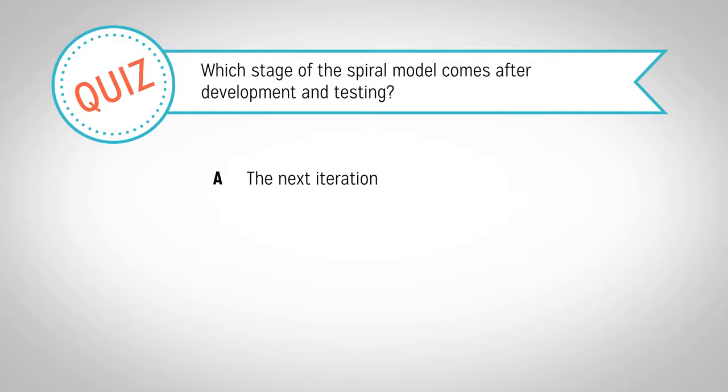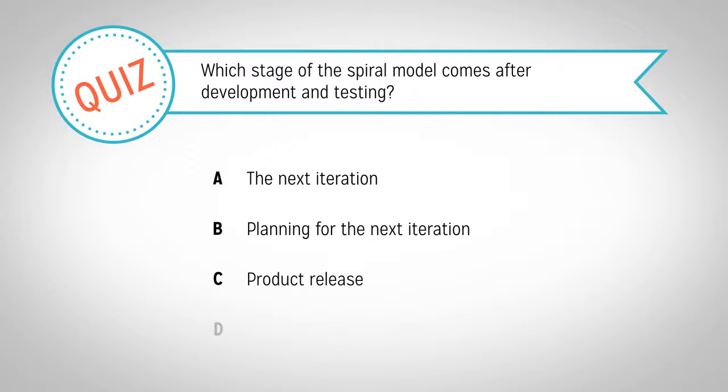A, the next iteration. B, planning for the next iteration. C, product release. Or D, further testing.